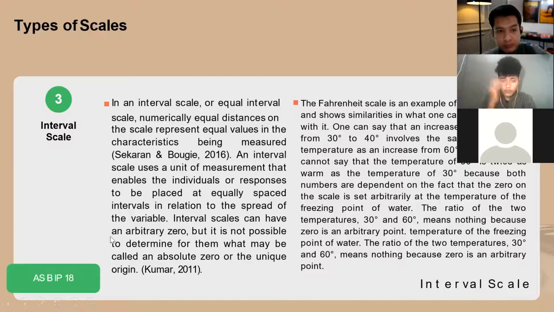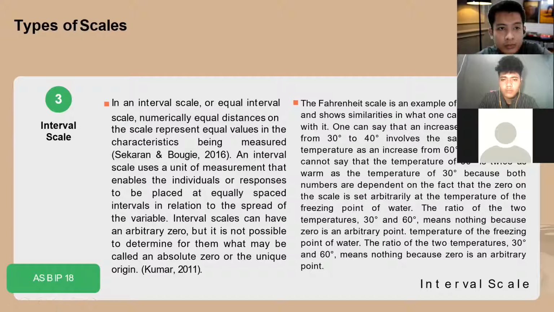Okay, I will continue about the types of scale. The third type is interval scale. In an interval scale, or equal interval scale, numerically equal distances on the scale represent equal values in the characteristics being measured. An interval scale uses a unit of measurement that enables the individual or responses to be placed at equally spaced intervals in relation to the spread of the variable. Interval scale can have an arbitrary zero, but it's not possible to determine for them what may be called an absolute zero or the unique origin.